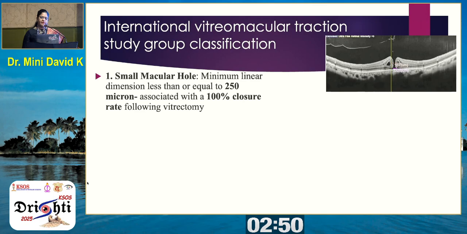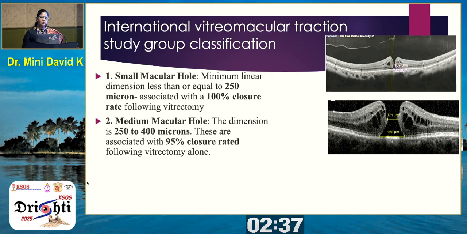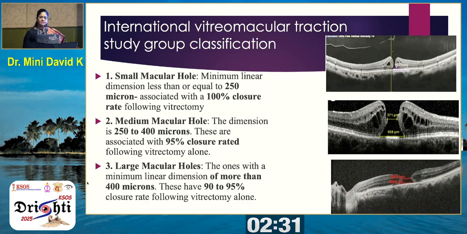Now the International Vitreomacular Traction Study Group classification: holes can be small, medium, or large. A small hole is less than 250 microns in dimension and is associated with a 100% closure rate following vitrectomy. A medium hole is 250 to 400 microns with a 95% closure rate following vitrectomy. Larger holes are more than 400 microns in dimension, with a 90 to 95% closure rate following vitrectomy.